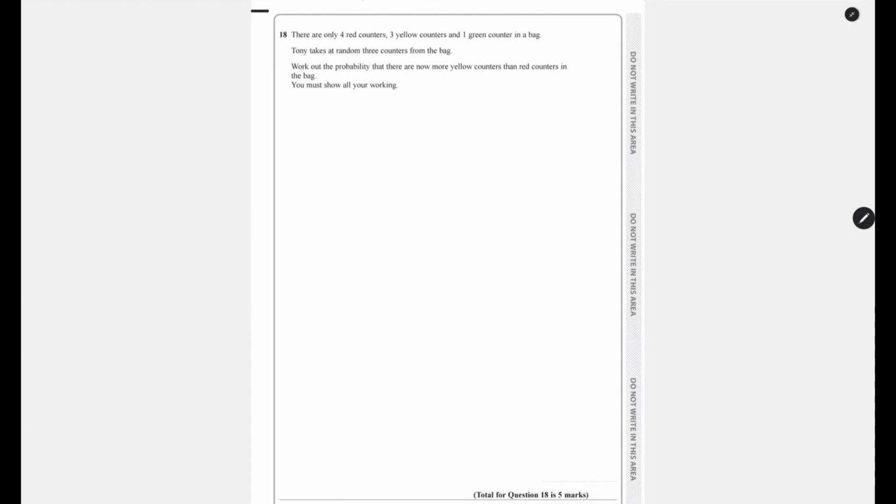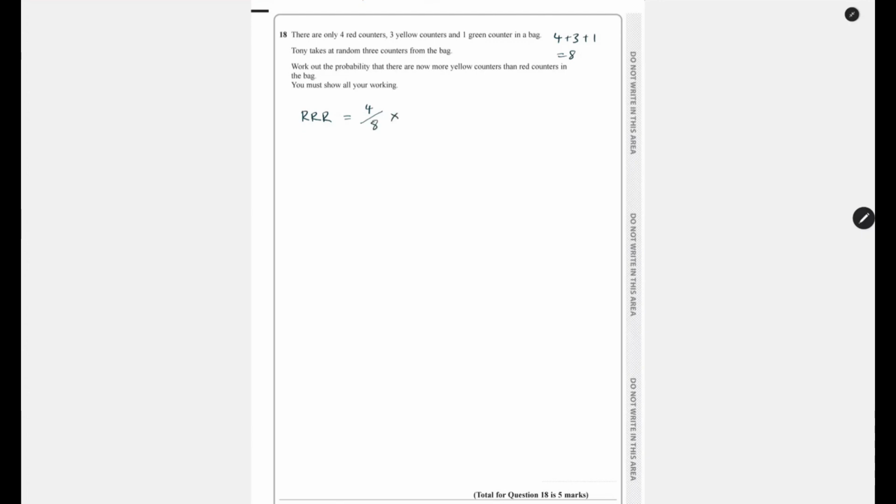So there's a few scenarios in which this can happen. The first scenario is that all 3 counters he takes out are red. And so we know that there are 4 red counters to begin with. And there's a total of 4 plus 3 plus 1 counters, which is 8. So it's 4 over 8.